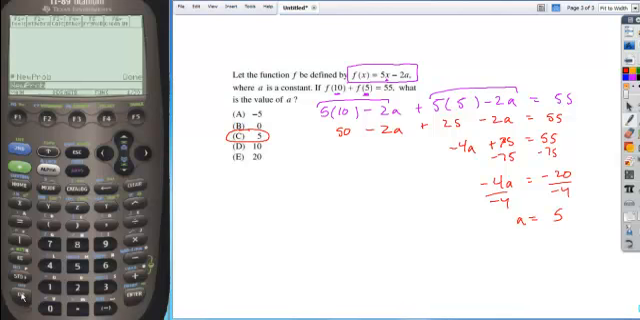Now, if you have a TI-89, you can also use the solve feature and the function notation capabilities of your calculator to solve this. And so my recommendation, if you were solving this on your TI-89, is to write this equation into your y editor. So really, rather than f of x, it winds up being y1 of x is equal to 5x minus 2a.